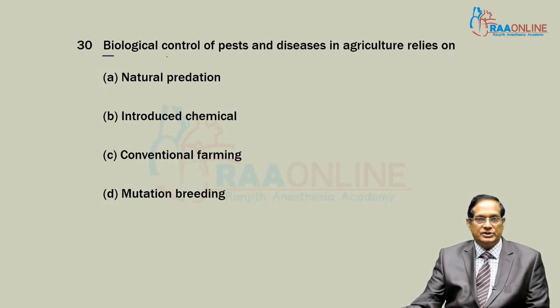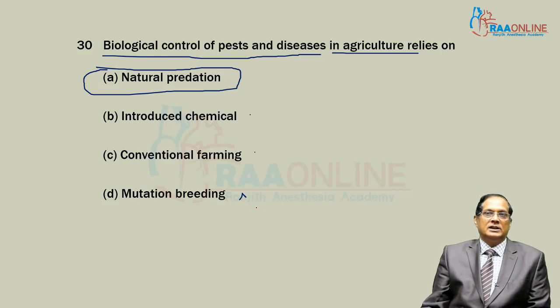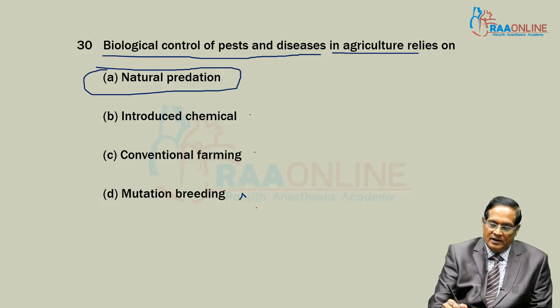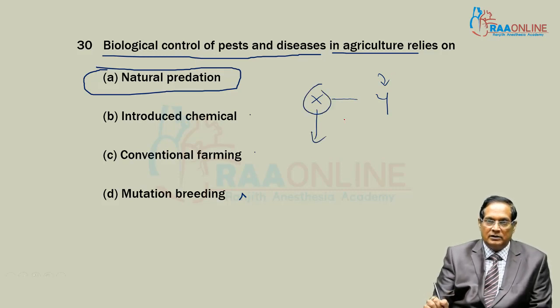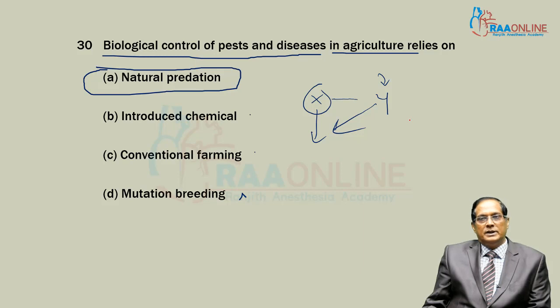Biological control of pests and diseases in agriculture relies on natural predation. No chemical introduction, no conventional farming, no mutation breeding. That is, if we know X is killed by Y, and X is harmful for the crop, then instead of using chemicals, any fungicide or insecticide, it is better to use Y, because Y is a natural predator of X. So Y is the predator, and if X is harmful for the plant, why don't we use Y for natural elimination of that particular insect? This is the basis of biological control of pests and diseases.